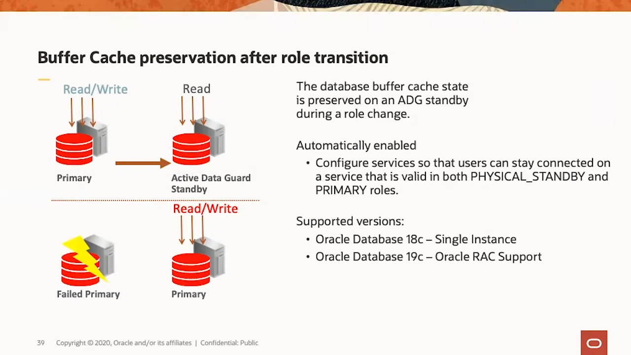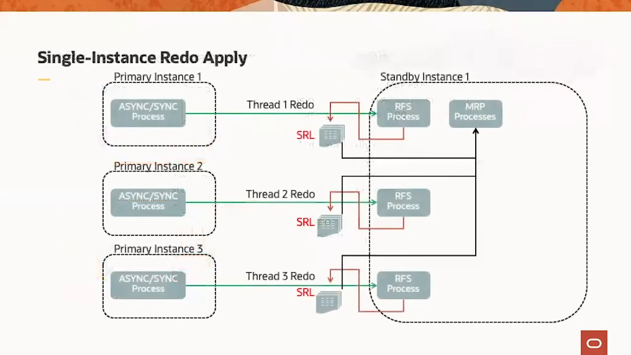And that brings us to RAC. So when you have a RAC database with, for instance, 3 instances, and you have a standby database with also 3 instances, by default we are going to use only one instance, which we call the apply instance. That's also what we call single instance redo apply. Even if your primary database has 3 instances and your standby database has also 3 instances, we are by default only going to use 1.